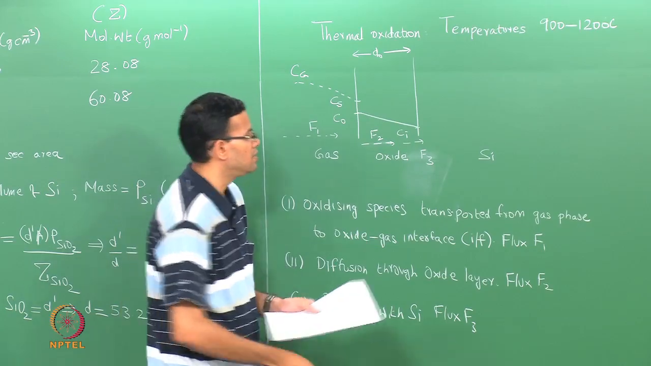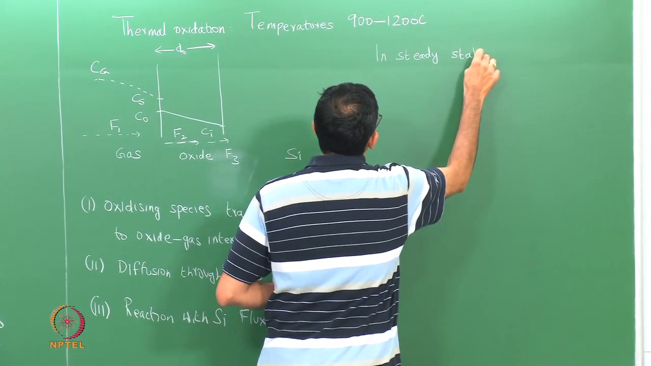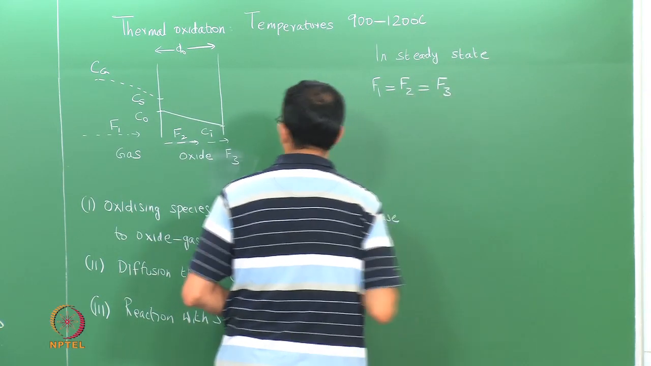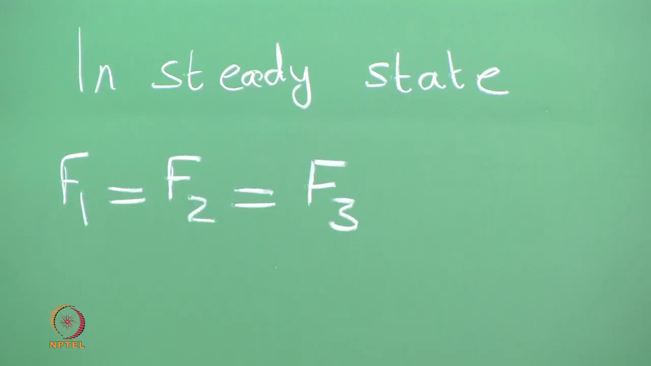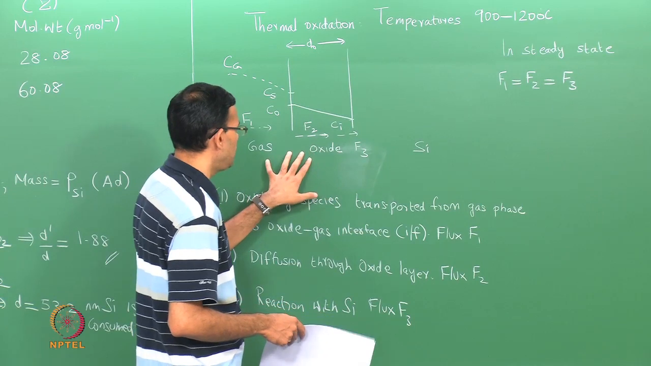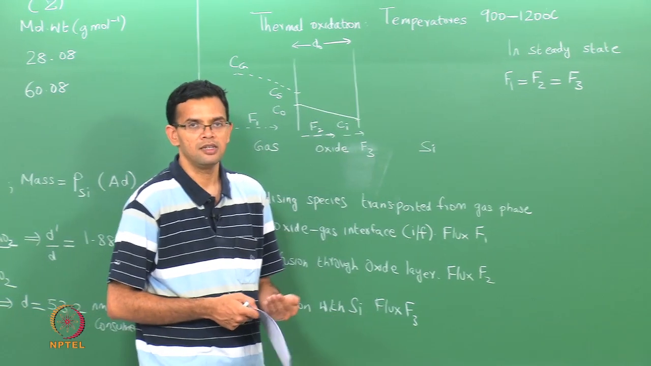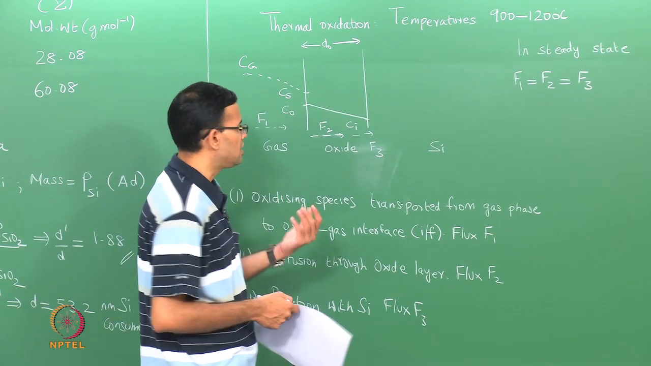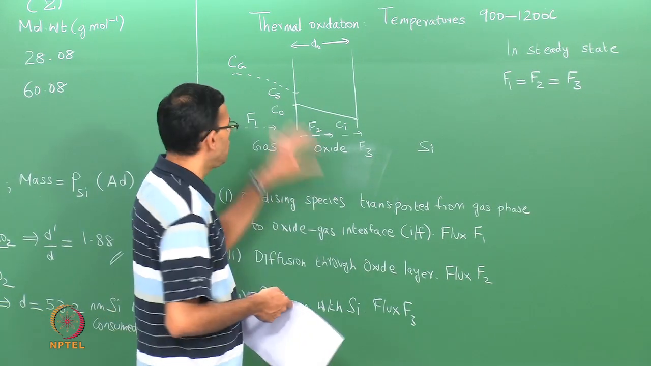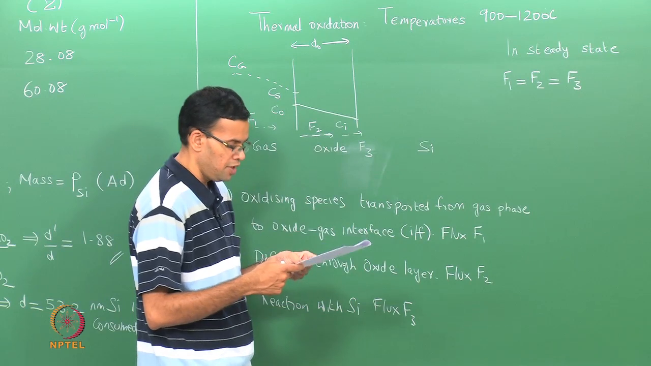So, if you look at the system in steady state, F1 is equal to F2 is equal to F3. So that whatever species diffuses from the gas phase to the gas oxide interface gets dissolved in the oxide and then diffuses to the interface where it reacts with the silicon in order to form SiO2. One of the assumptions of the model is that there is no dissociation of the species in the oxide, so that whatever is in the gas phase gets directly transported, or directly diffuses, across the oxide to the interface.